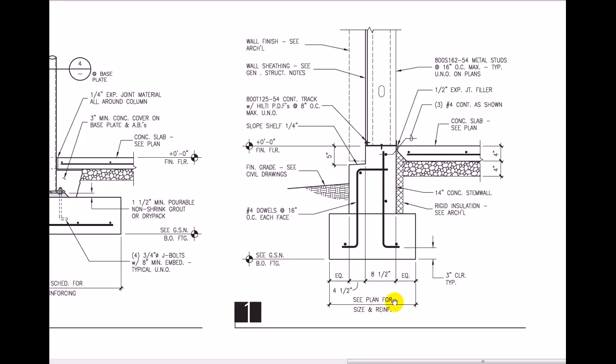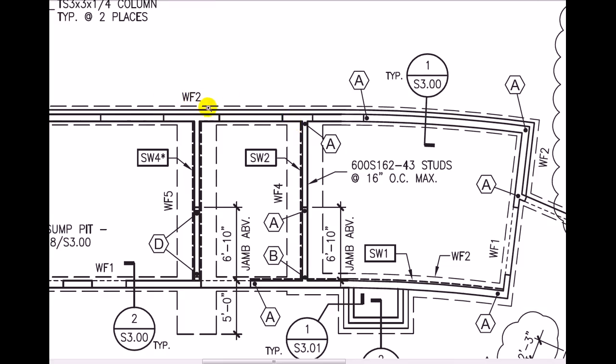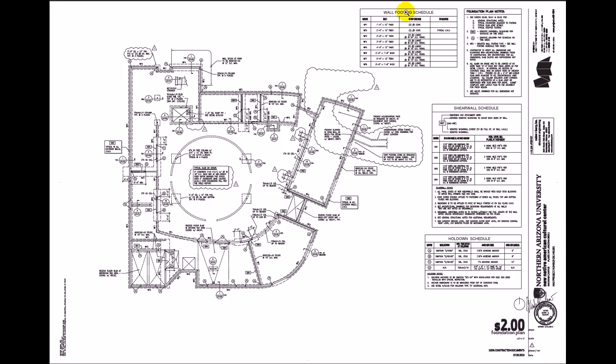Here it says see plan for size and reinforcement. So if we jump back to that plan, we'll know how to reinforce this particular one. So let's do that now. So we were looking at S300. So let's jump into this little area here. This tells me it's wall footing number 2 is running along here. So I'd have to find a schedule with wall footing number 2 on it. And what I see over here is the wall footing schedule. So let's jump over here.